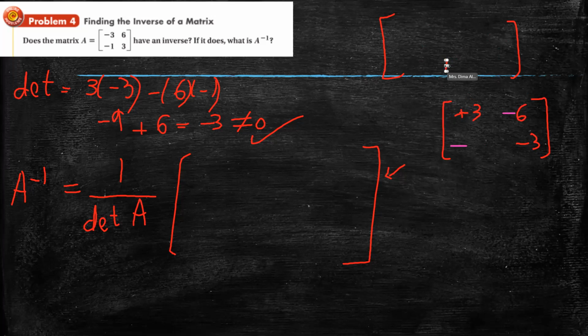Teacher, it's already negative. Will it be positive or negative? Yes, I find, so here it's a negative 1. So I will bring this negative 1 here, and the negative of negative 1 is positive 1. After that, I will bring this matrix now: positive 3, negative 6, positive 1, negative 3.